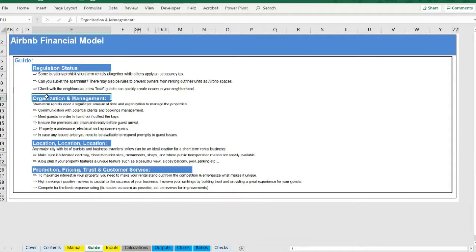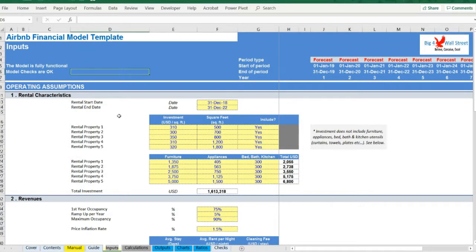Guide tab: this tab helps you to gain a grasp of the main value drivers of the model and understand the critical issues of the business.